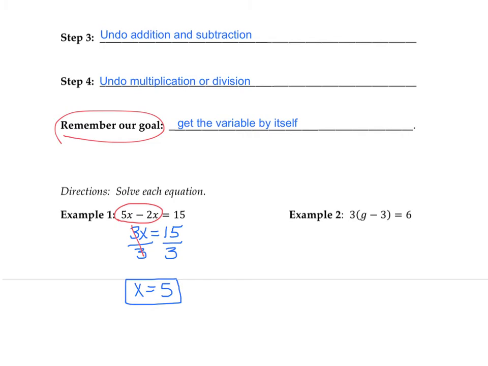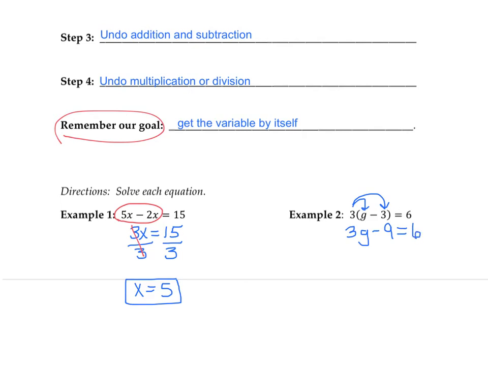3 times g minus 3 equals 6. So our step 1 is to undo parentheses. Are there parentheses in this problem? Yes, there are. So we're going to say 3 times g is 3g. And then 3 times a negative 3 is a negative 9, and that equals 6.